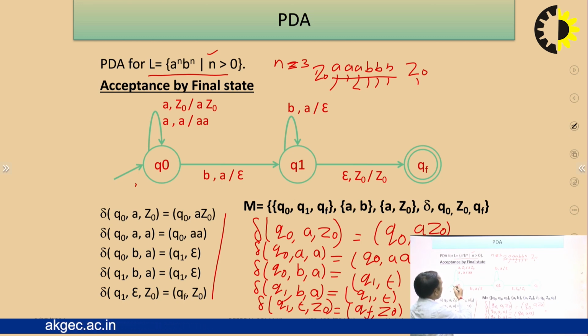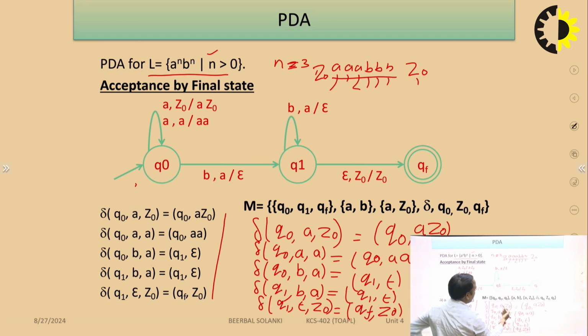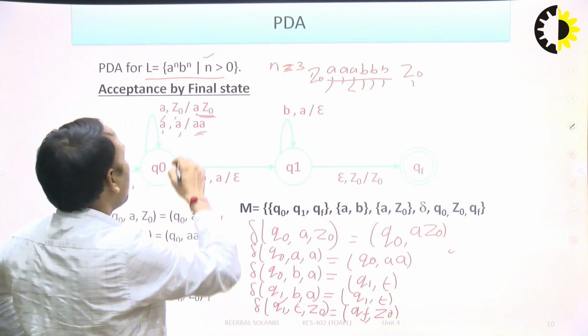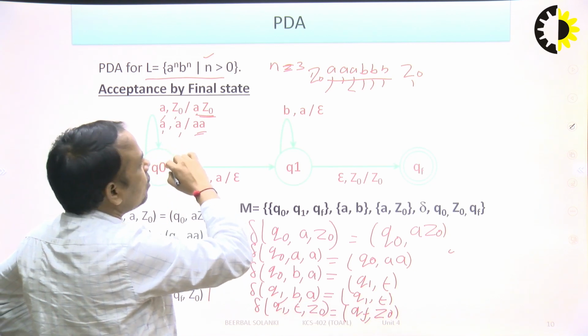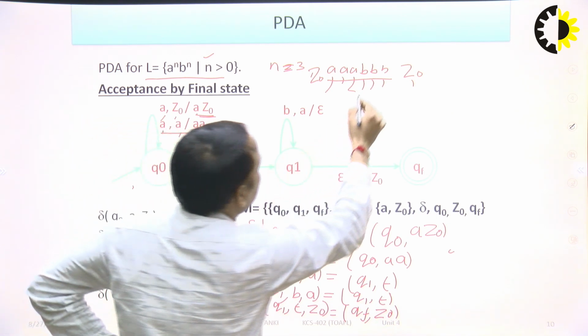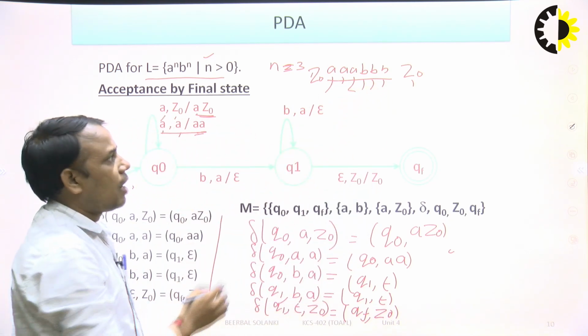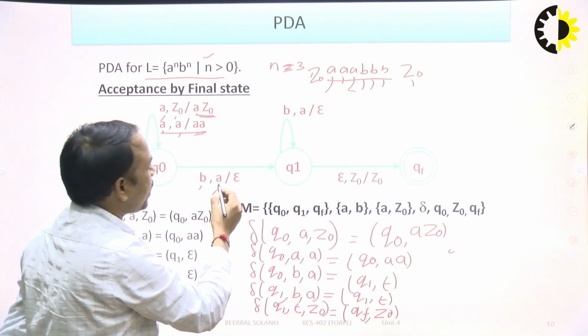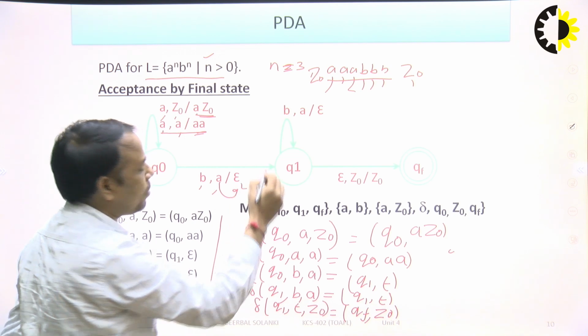Q0 is the initial state, and a is read from the given language, with top of stack Z0, the initial top of stack, and a is inserted into the stack. Again a is read, top of stack a, and a is inserted. How many a can be read from the language is decided by this transition diagram, transition function. And if we read b with top of stack a, then we pop a from the stack, which we write by the empty symbol.